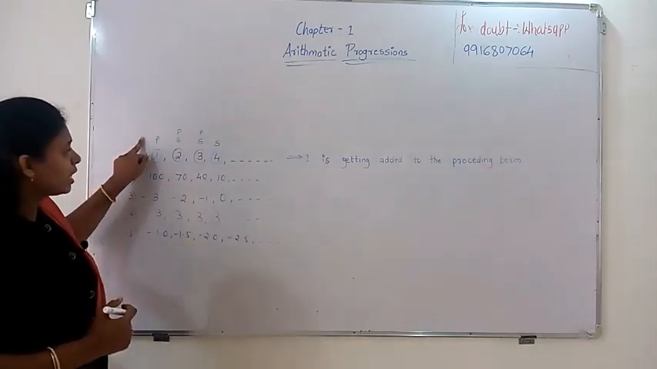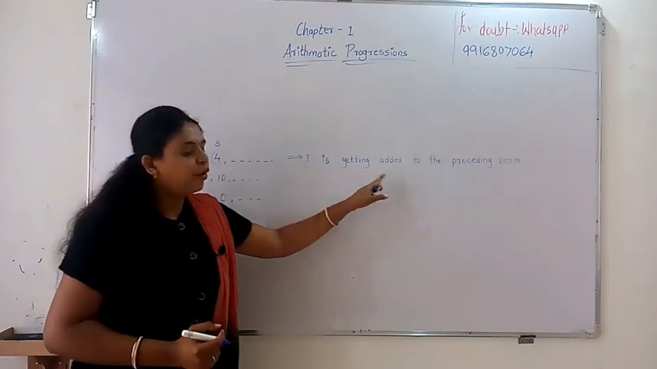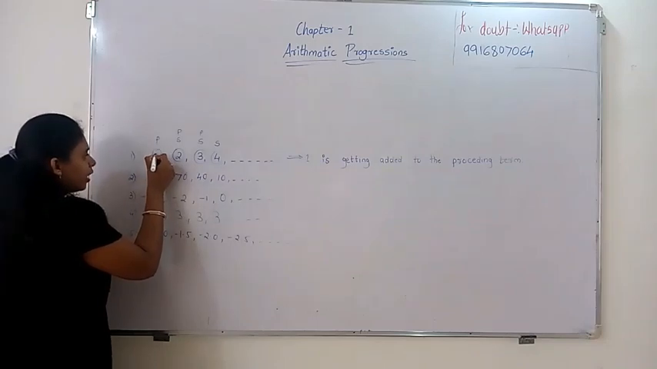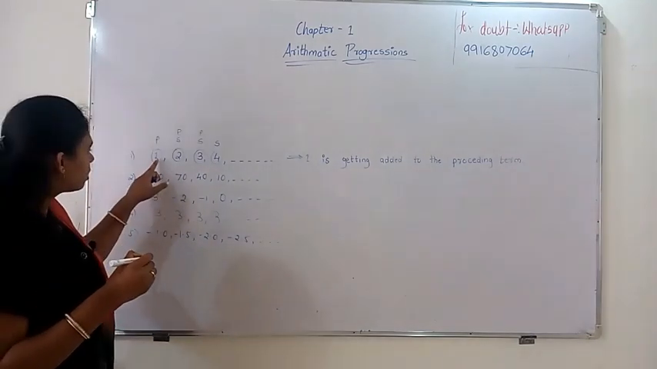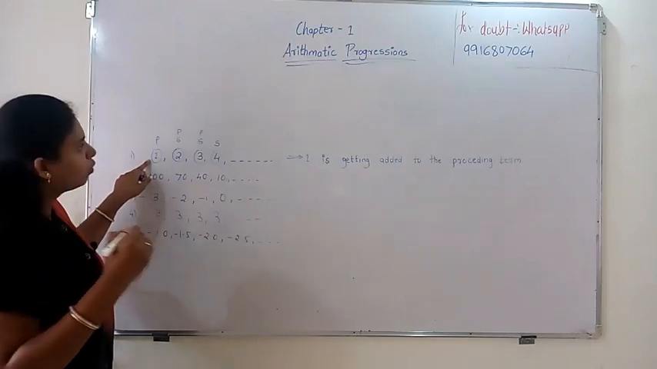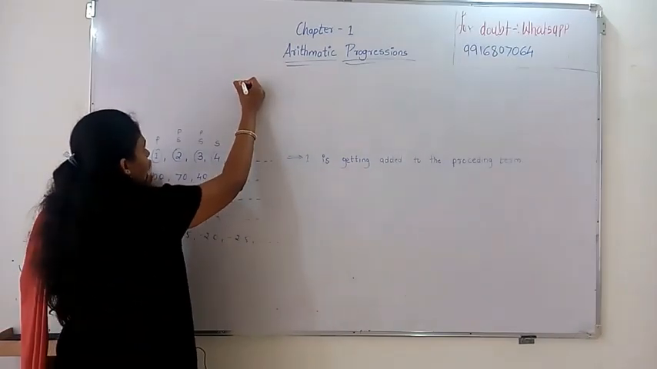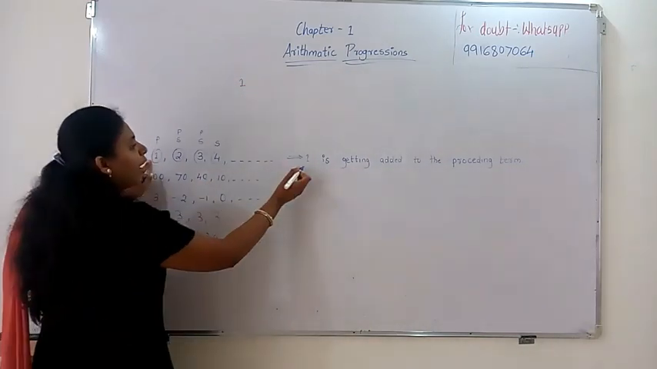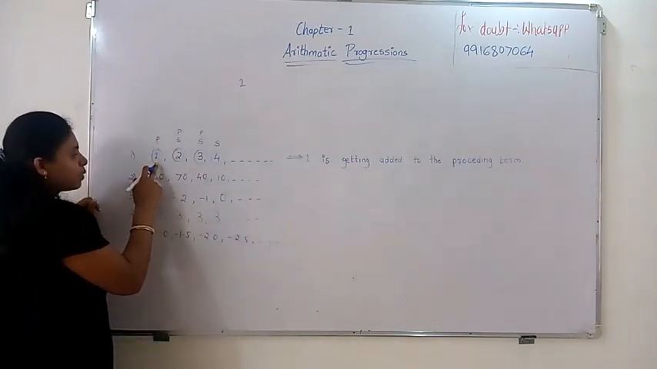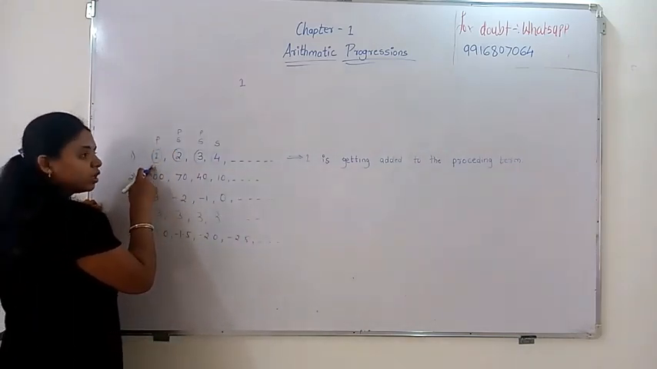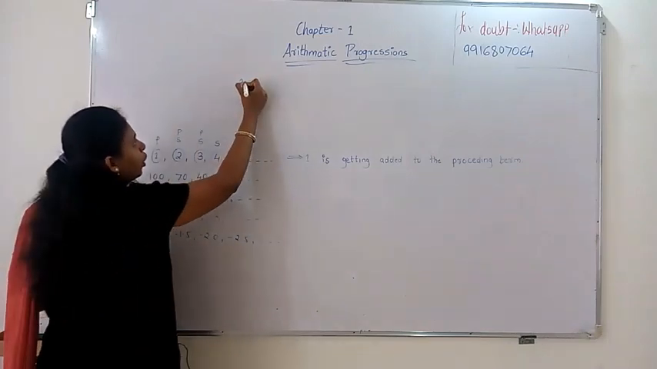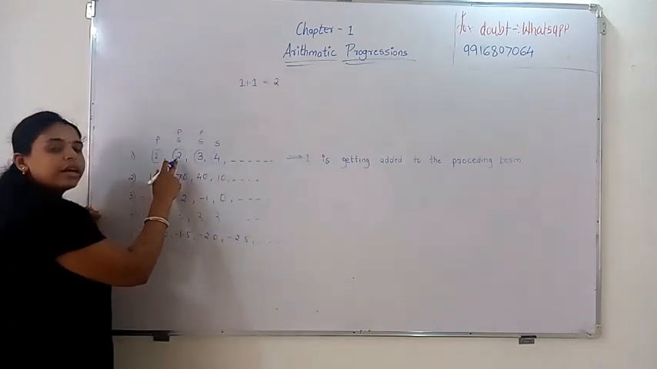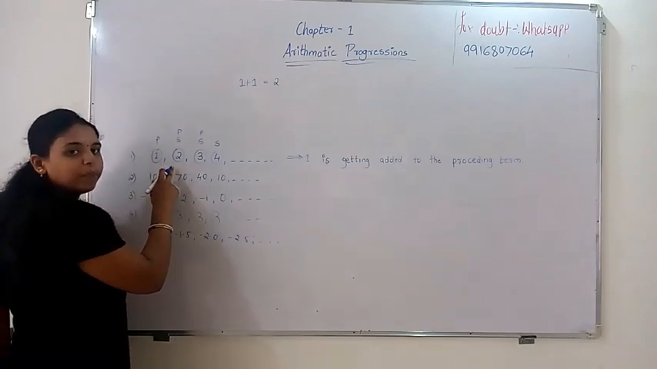So what I said here, 1 is added to the preceding number or term. 1 is here, already 1 is there. We can see here the first term is, I'm using the word term. So here the first term is 1 and we are going to add 1 to this preceding term. Here in this case the preceding number is 1. So to this preceding term we are going to add 1. Then we'll get the next term. 1 plus 1, 2.